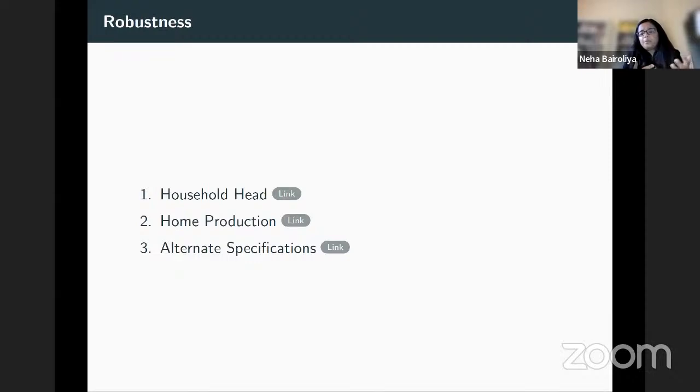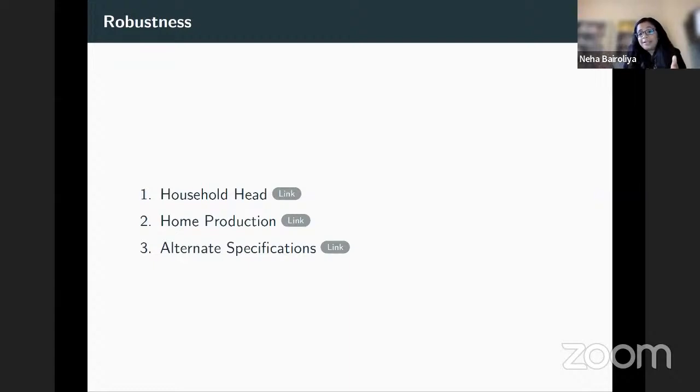So we conduct a bunch of robustness exercises. The one that is extremely important for us is the definition of the household head itself, right? What if the reported head, or the way people think about the household head, is different at different points in the life cycle?